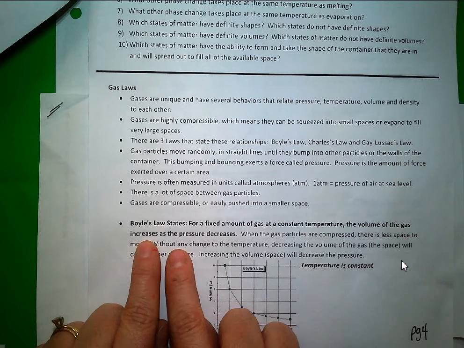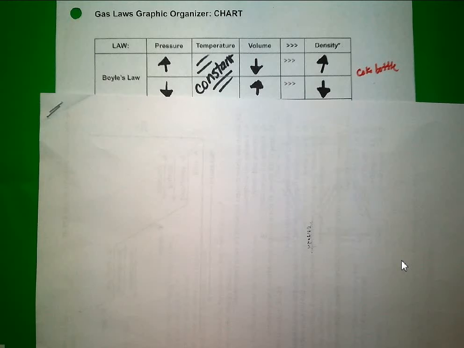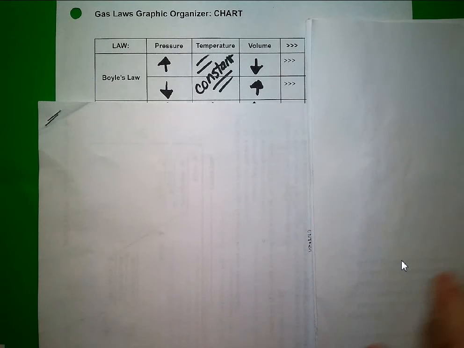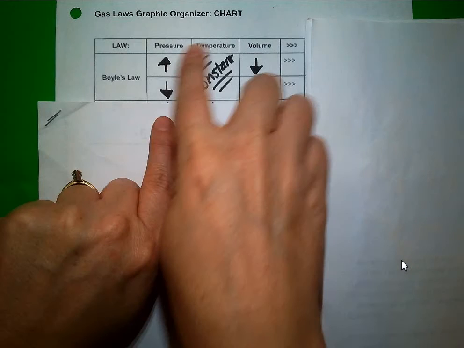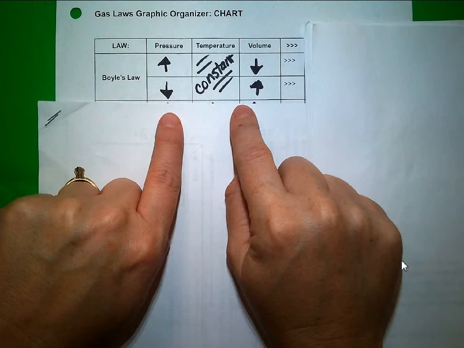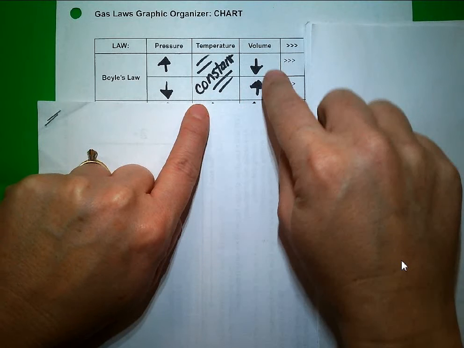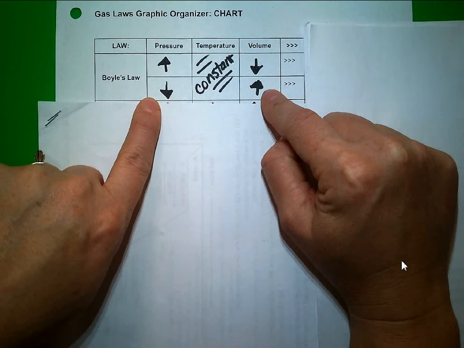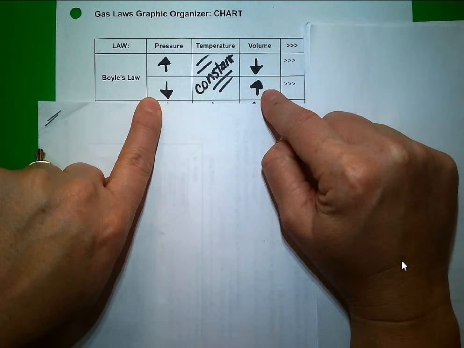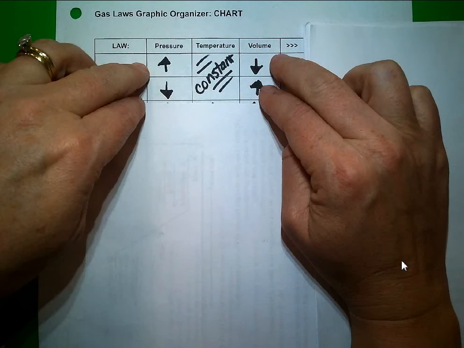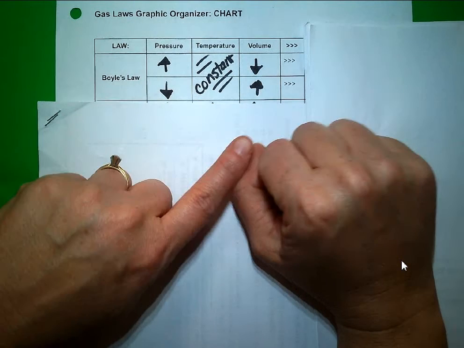So when I filled in my chart here, I'm going to leave off density for just a minute. What Boyle's law is saying is this. The temperature's constant, okay? As the volume increases, the pressure decreases. So the opposite is true. If the volume decreases, the pressure increases. So those two are inversely related. They're opposites, so they're inverses of each other.